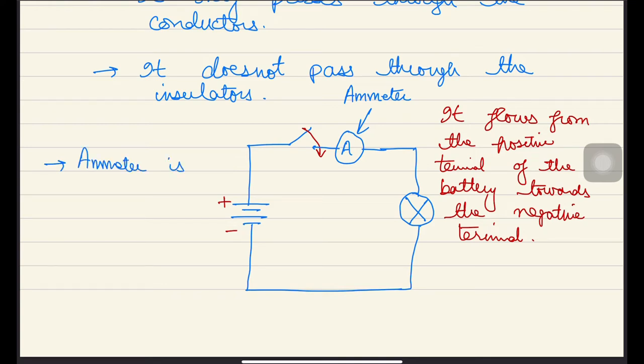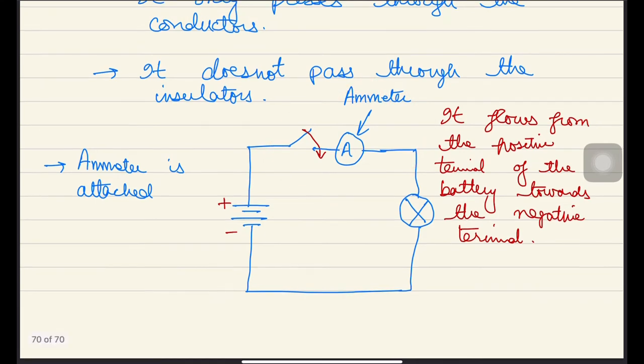Okay, so the ammeter is attached in series. This is the series attachment. That's the series attachment of the ammeter. So the ammeter is attached in series and it is used to measure the electric current.